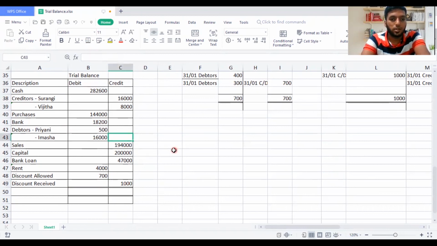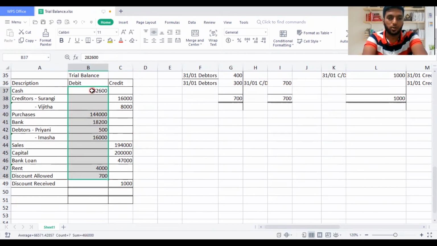So you might see on the debit side, I'm going to take the total. I'm going to add this up. So in Excel, I can add it easily. I don't want to add like you guys: 282,600 plus 18,200 plus 144,000 plus 500 plus 16,000 plus 4,000 plus 700. I'm getting a value of 466,000. You should add one by one when you're doing it on the sum.